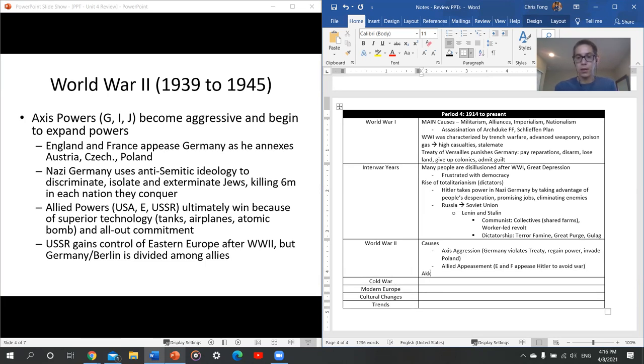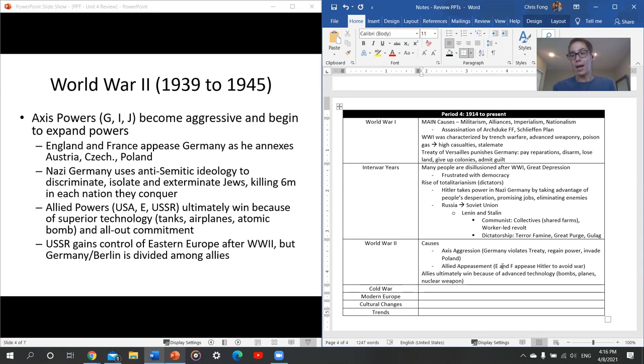Ultimately, the Allies win because of advanced technology. They have more bombs, they have more planes. The US eventually has the nuclear weapon and there is an all-out commitment by the Soviet Union. But World War II was an even deadlier war than World War I was, especially because of the Holocaust, where Nazi Germany killed 6 million Jews, 11 million people combined that were considered undesirables: homosexuals, gypsies, those that were physically or mentally disabled.